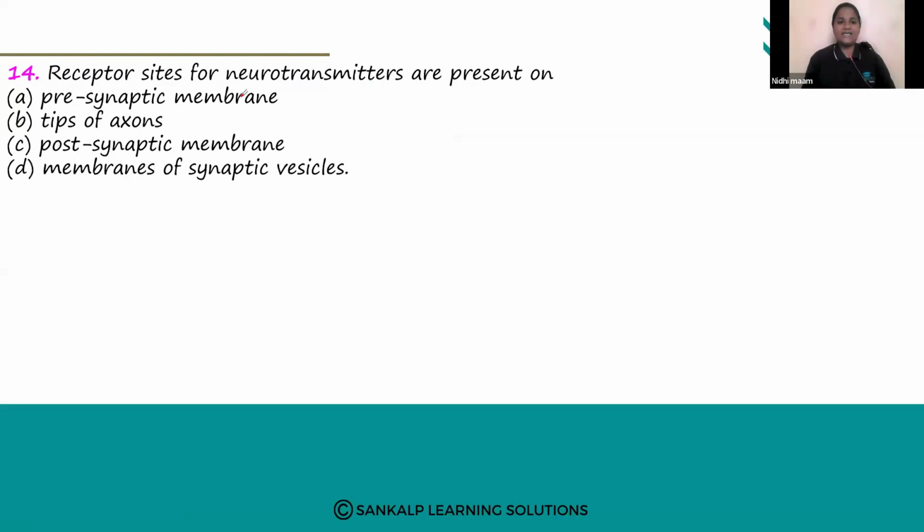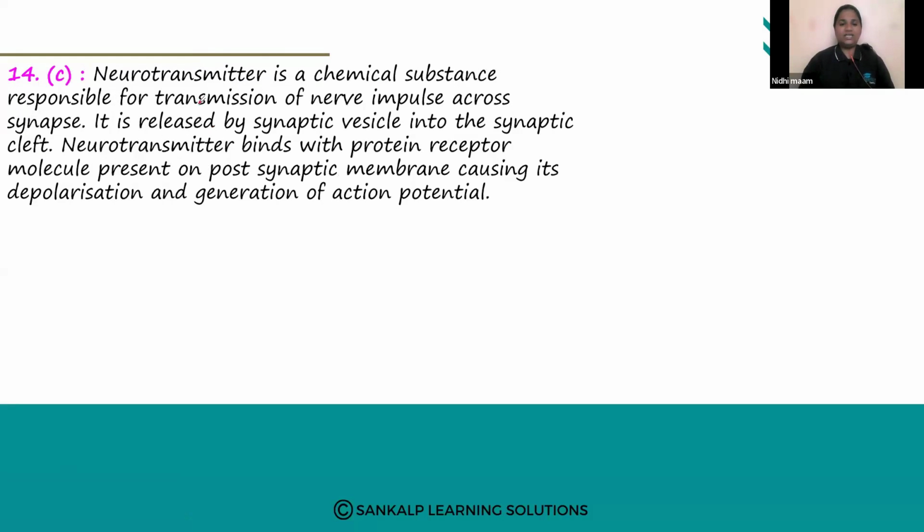Next, receptor sites for neurotransmitters are present on. There are certain neurotransmitters which transmit the signal. So receptor sites for neurotransmitters are present on presynaptic membrane, tips of axon, postsynaptic membrane, or membranes of synaptic vesicles. Can anyone name this? Okay, option C. Fine. Let us check the answer here. So the right answer is option C.